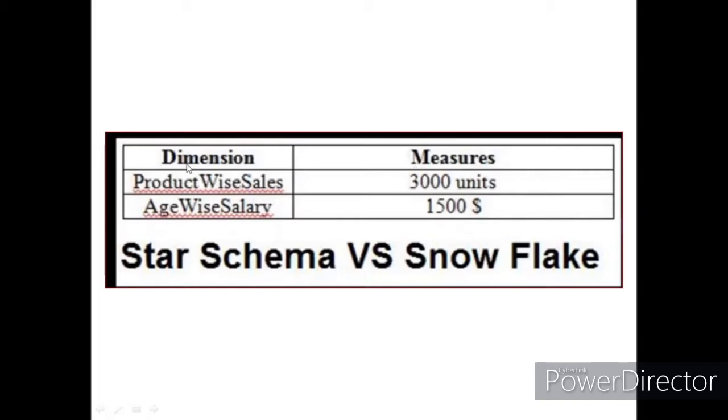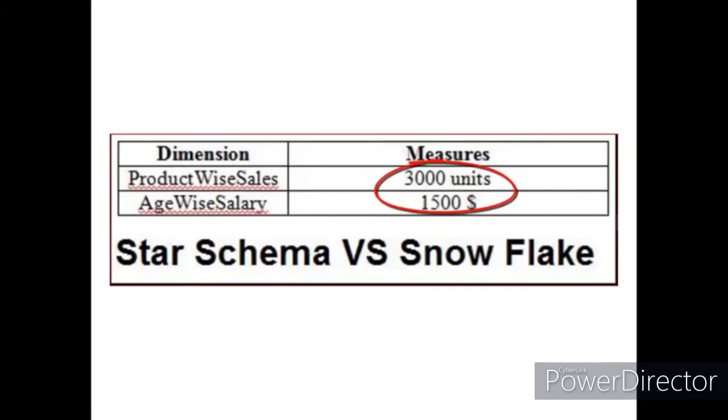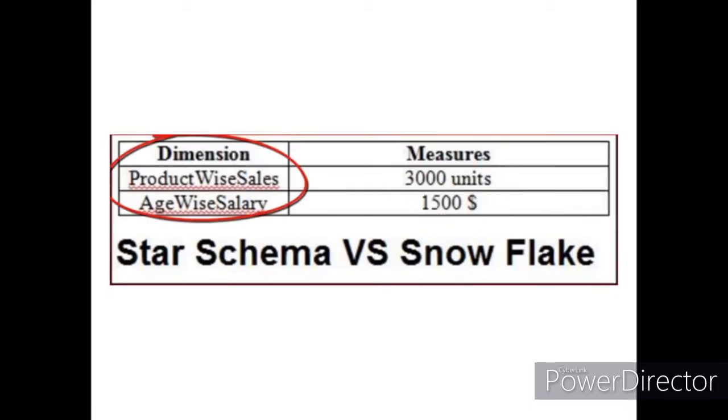The dimension shows what the measures are about. As we can see in the video, there are two types of measures, 300, 3000 units and $1,500. Then there are also two types of dimension, that is product wise sales and age wise salary. So measures always talk about the numbers, and the measures are stored in the fact table and the dimensions are stored in the dimension table.